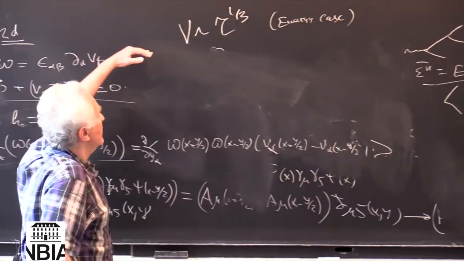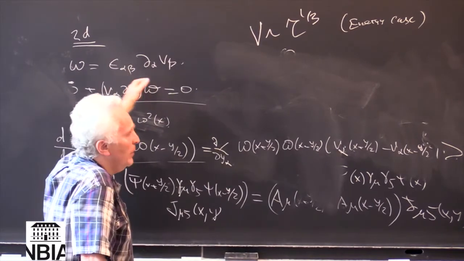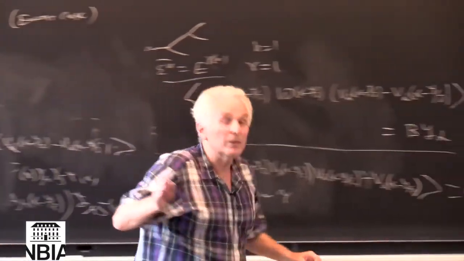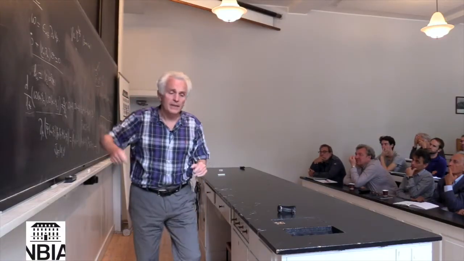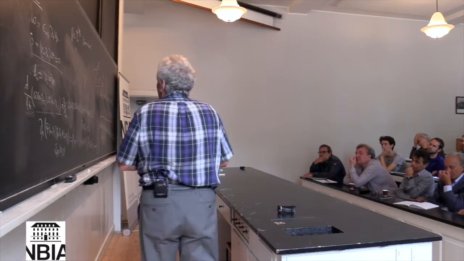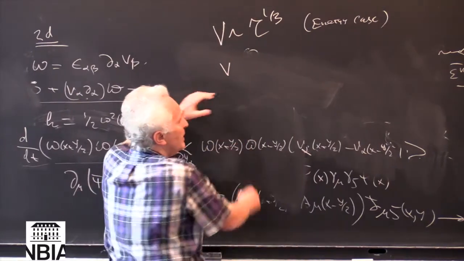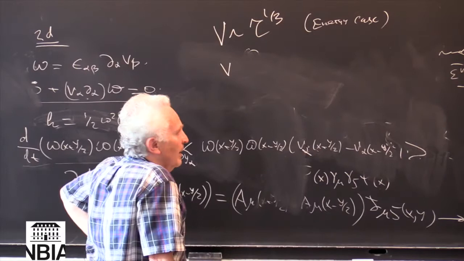In two dimensions, this energy cascade is actually called the inverse cascade, because that will be very important for us, as a matter of fact, for one of the applications. Inverse cascade means the following. Direct cascade, the entropy cascade. For entropy, let's do the estimate for entropy.